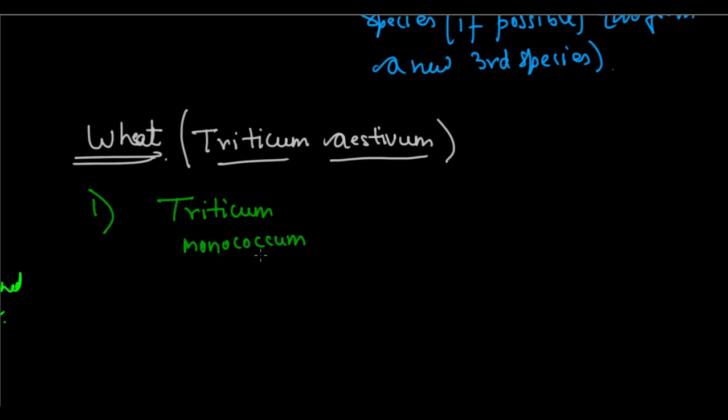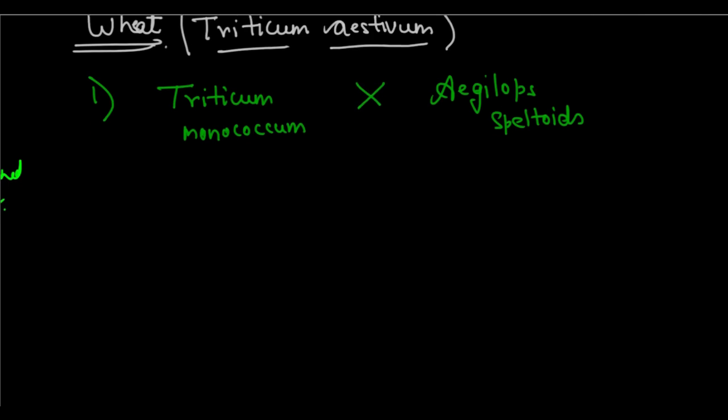So that's the first plant we're taking. Triticum monococcum. It's a form of plant, right? This Triticum monococcum is crossed with Aegilops speltoides. Okay? So Aegilops speltoides is crossed with Triticum monococcum. Again, there are two different plants and two different species of plants, right?